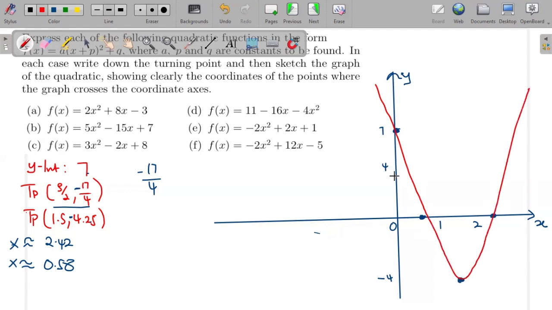Like that. Okay, so this will be the curve of this guy here. All right.